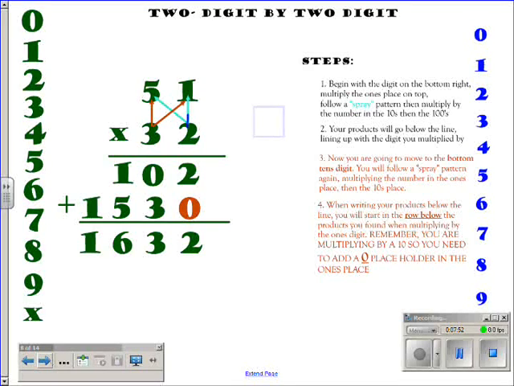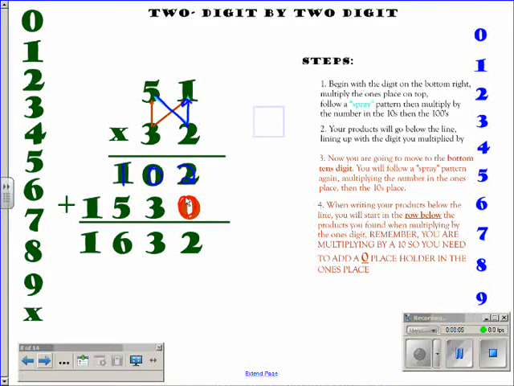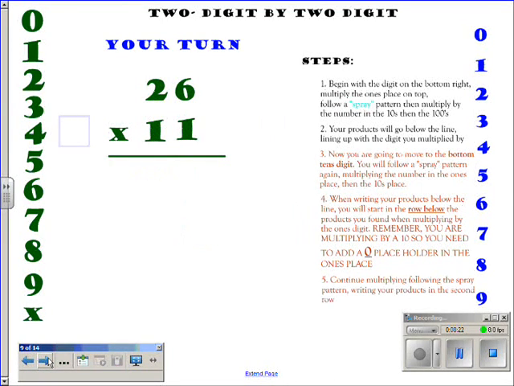Okay, I'm going to walk through that one again, just so that you're clear. We did our 2 times 1 was 2. 2 times 5 was 10. Then we're going to go on to our tens digit. We have our 0 placeholder because we're multiplying by a 10. And then we do our spray to the right first. 3 times 1 is 3. 3 times 5 is 15. And then you add those two products together. Why don't you go ahead and try this one on your own.